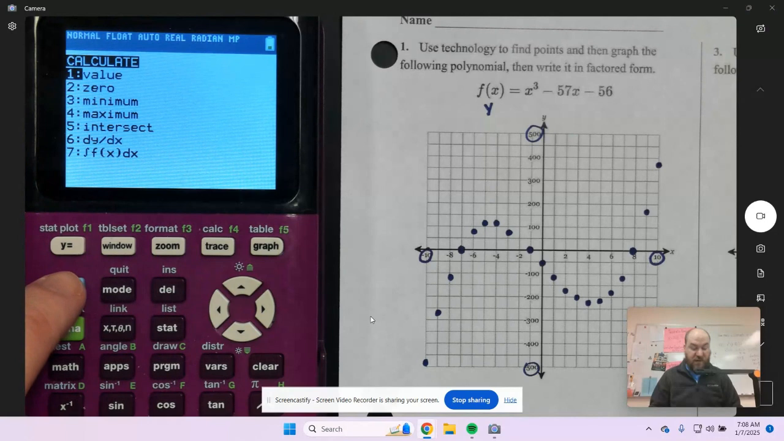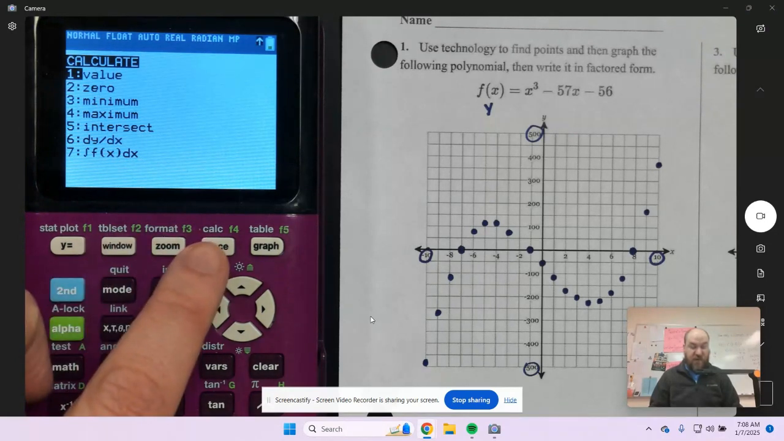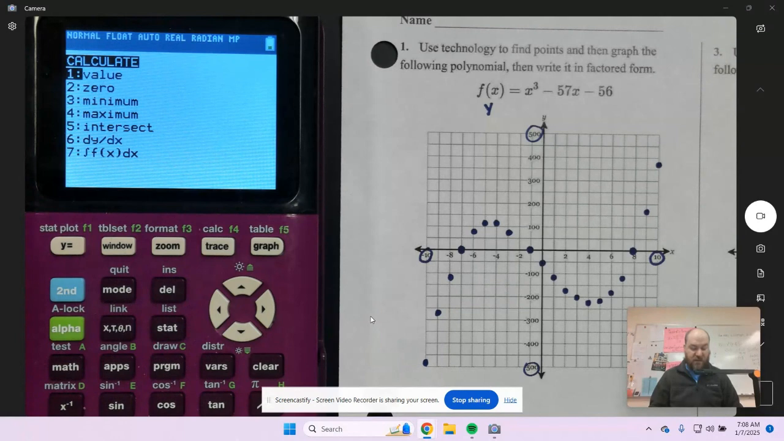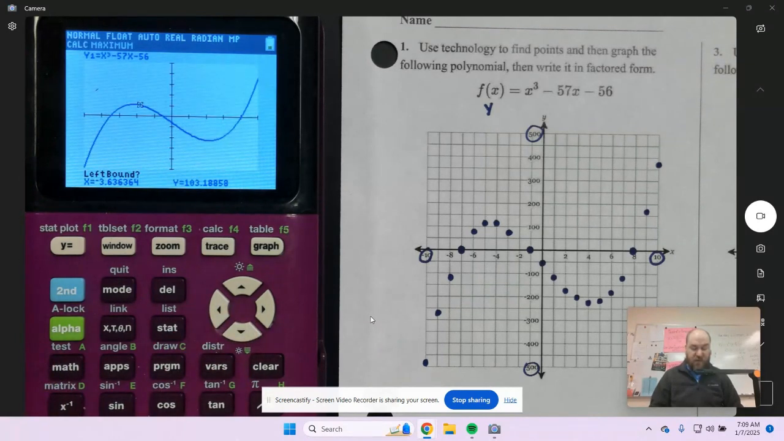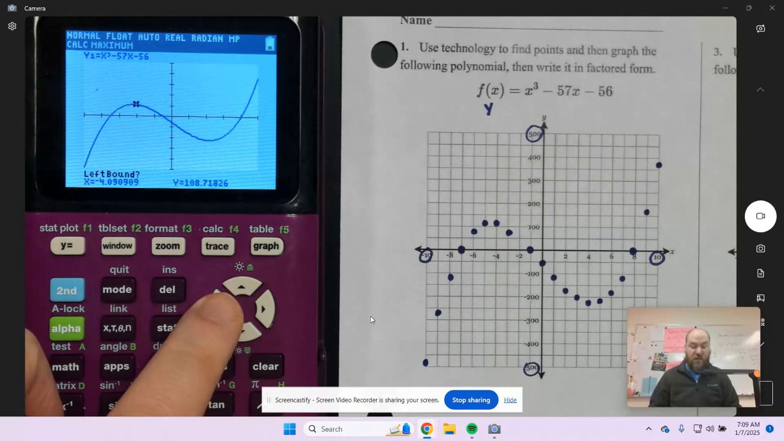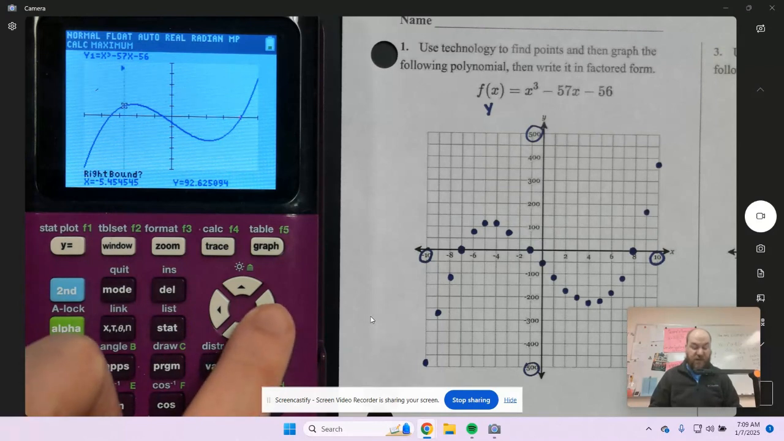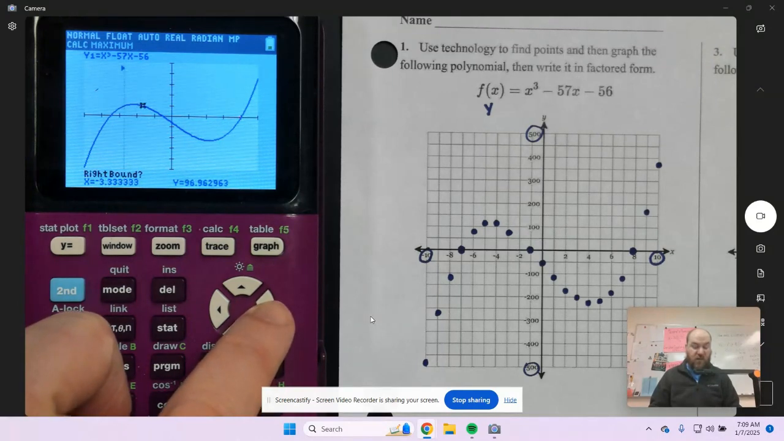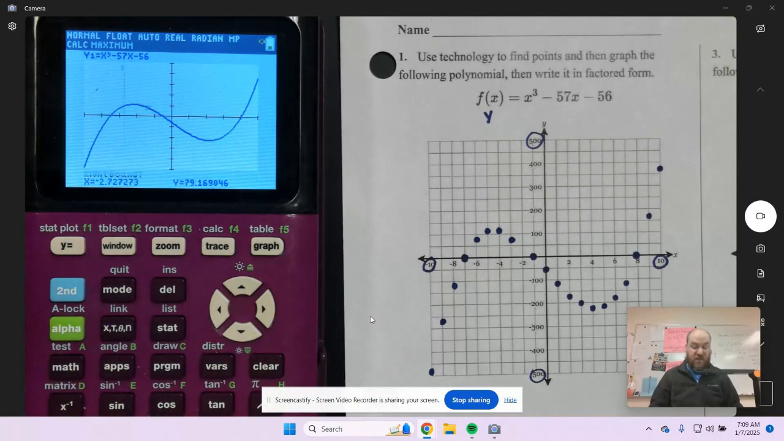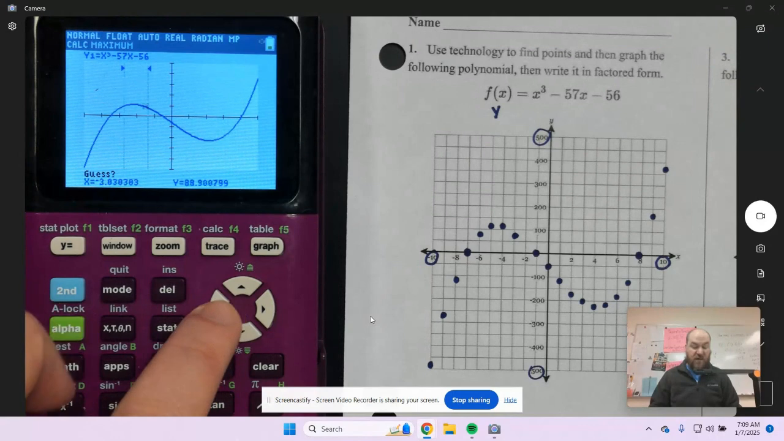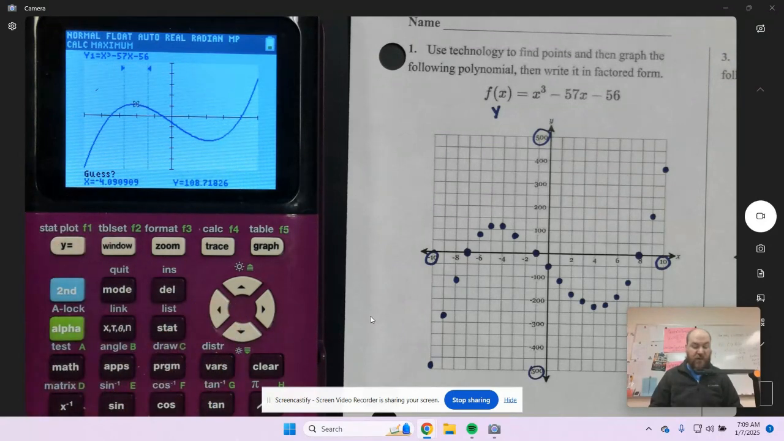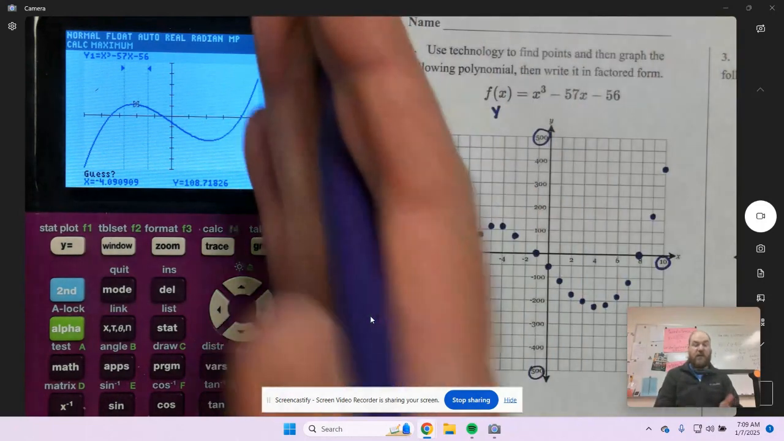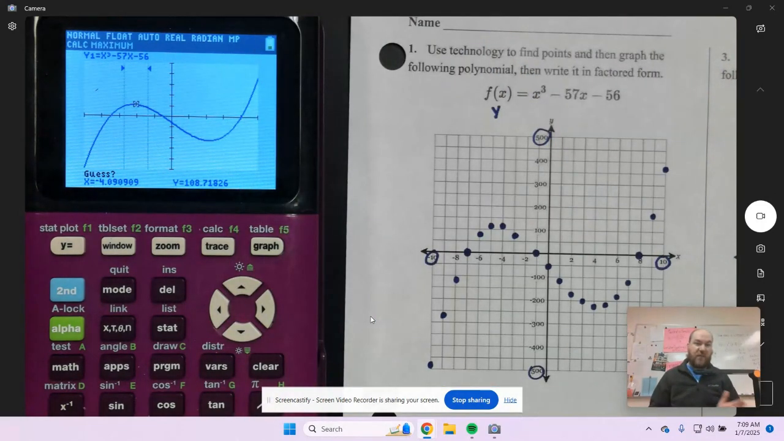So let's do second calc maximum. So second calc, and then number 4 is maximum. So now when you get a cursor on the screen here, if we're trying to find the maximum, I think it's around here. So we're going to need to hit enter 3 times. We're going to put the cursor a little bit to the left of where we think the maximum is, and we're going to hit enter. We're going to put the cursor a little bit to the right of where we think the maximum is and hit enter. And then the third time it says guess, we're going to put the cursor right where we think the maximum is and hit enter. It's only going to look between those two, the left bound and the right bound.